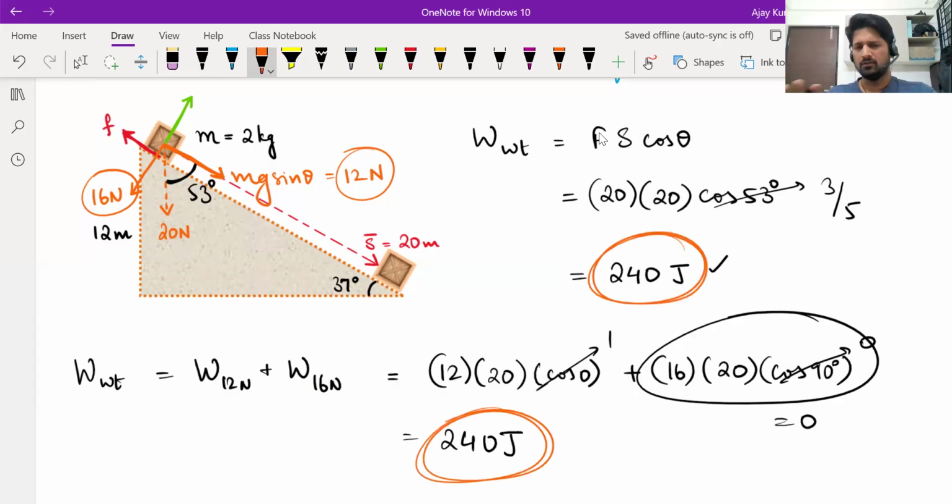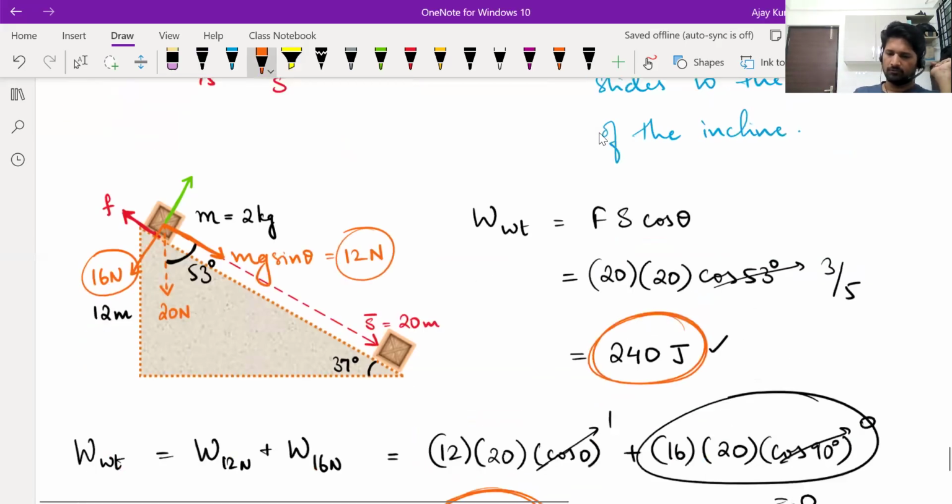Okay. So generally you can calculate work done by a force at once by considering the total force, or you can calculate work done by components separately and add them. Okay. Not just in case of weight, this procedure is valid in other cases also. For any force it is valid. Okay, we got work done by weight.